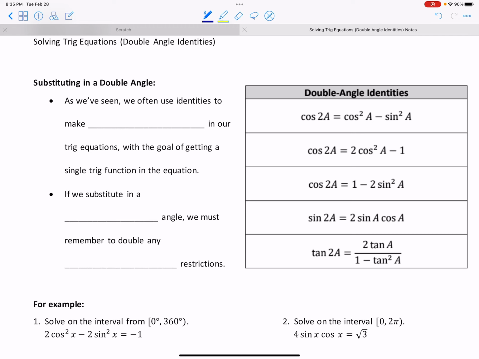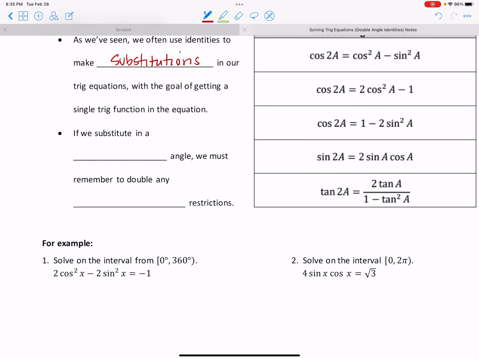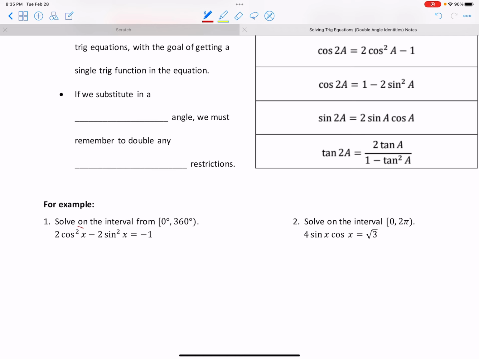Now we've talked about making substitutions using identities already. We've seen that we use identities to, again, make substitutions with the goal of getting one trig function in the equation. So for example, if we look at number 1, which we'll come back to, I don't want to solve with a cosine and a sine in this equation. So if I can make a substitution to change the sine into cosine or vice versa, get one trig function in there, then I can try to factor with that one trig function or get that one trig function by itself.